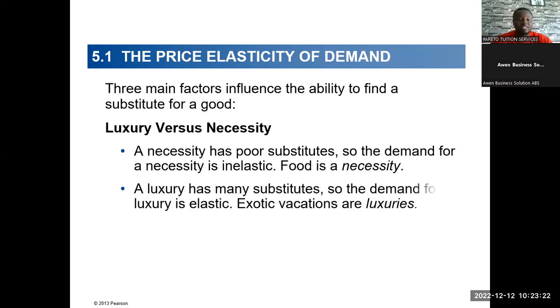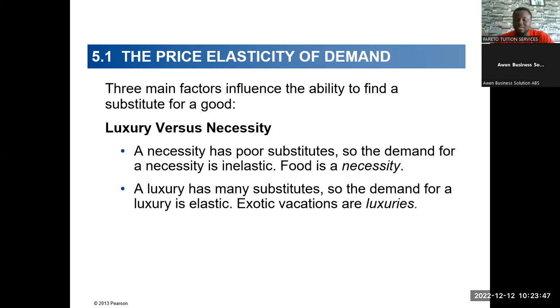But for luxuries, we don't really need them. We just want to enjoy life. That's why we are buying those luxuries. So if there's a change in price, we just stop buying them. Assuming there's an increase in price, they become so expensive. Why bother? Because you can live without them. So they have more substitutes, and their demand tends to be more elastic.